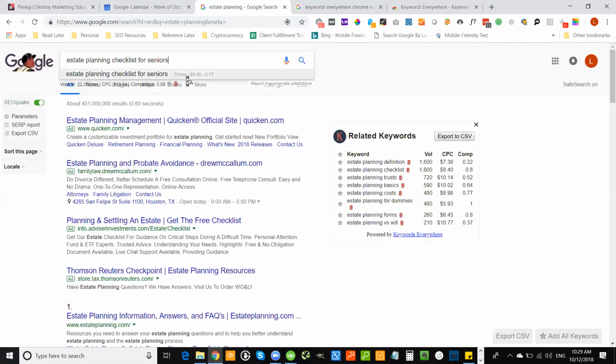There aren't as many searches, only 70 per month, but you can be sure that someone who's looking for estate planning checklist for seniors knows exactly what they're looking for. And if you're able to match that search intent, then you have a good chance of converting that searcher.